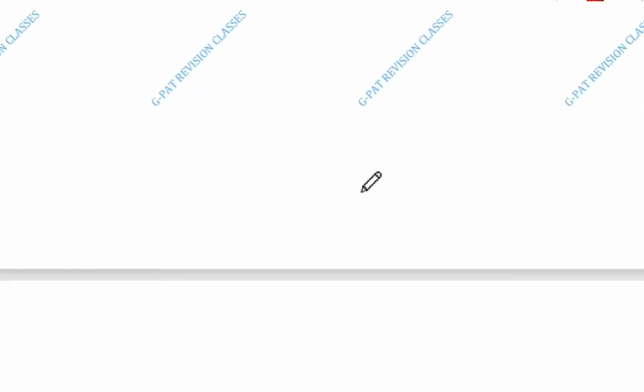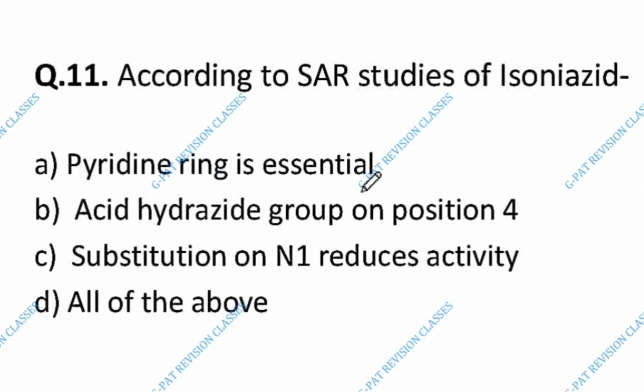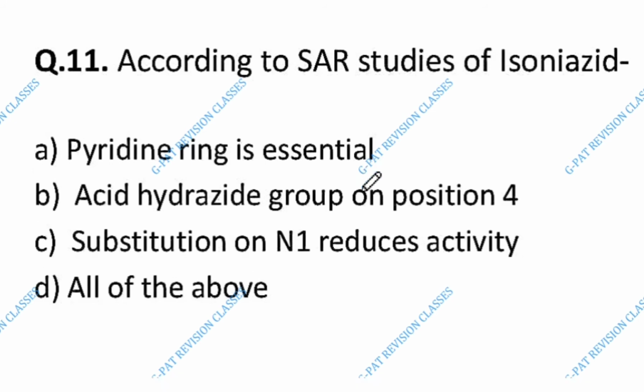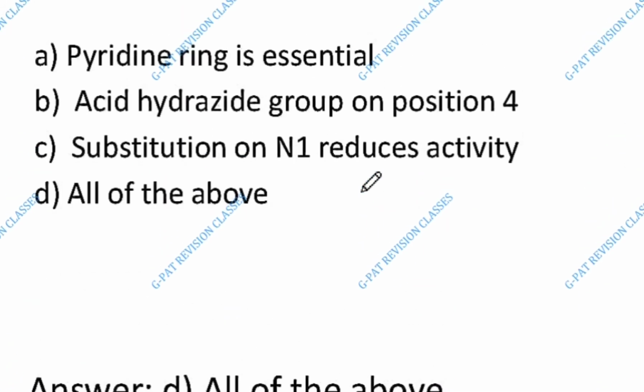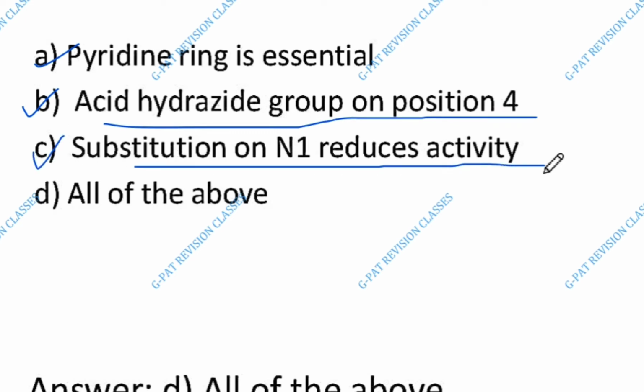Next is question number 11. According to SAR studies of isoniazid: A, pyridine ring is essential. B, acid hydrazide group on position 4. C, substitution on N1 reduces activity. D, all of the above. The answer is D.